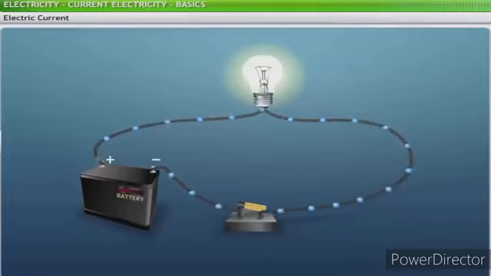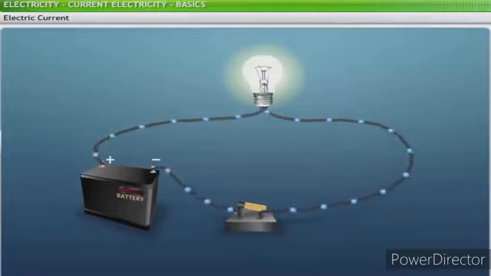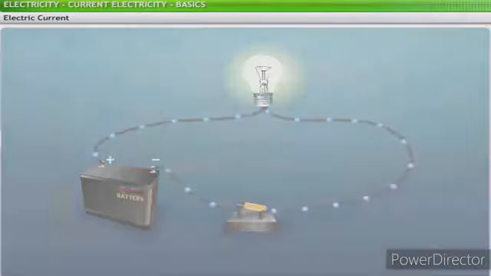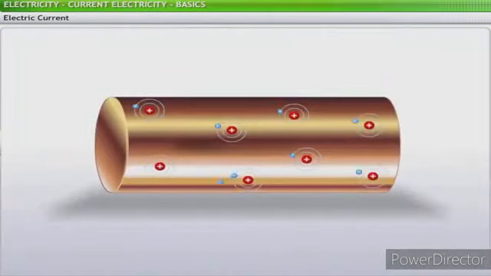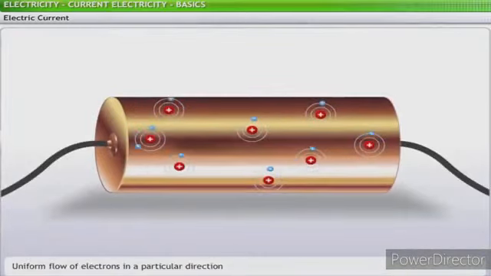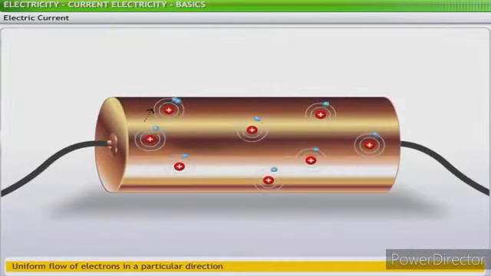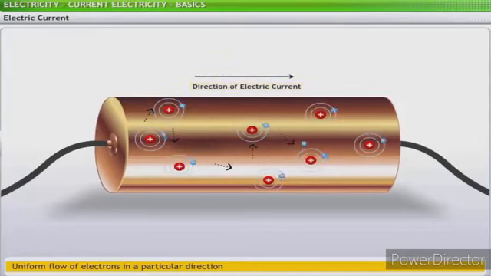Before learning about the cause and applications of electric current, let us examine the features of electric current. Typically, in a conductor, free electrons move randomly. When these electrons are influenced to move uniformly in a specific direction, we get electricity or electric current. The direction of electric current is the same as the direction of flow of electrons.